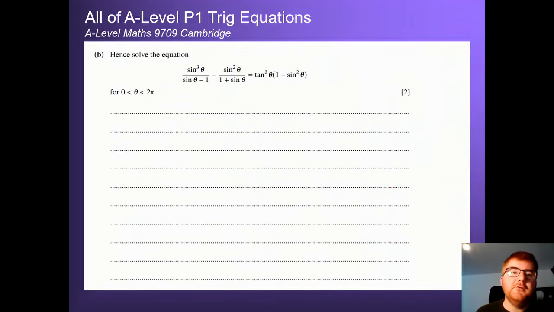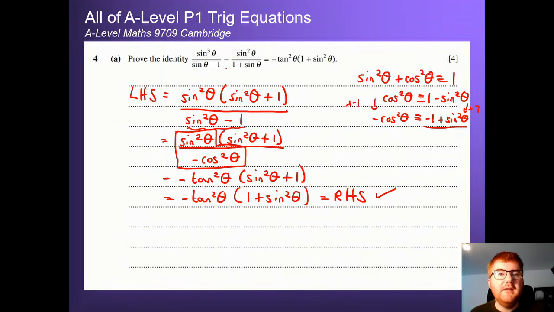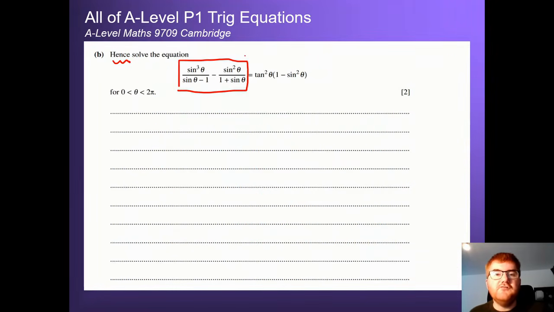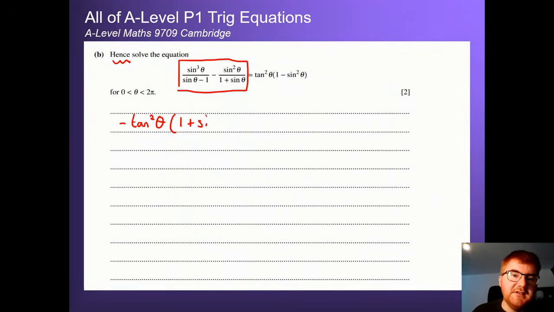Now, a very, very typical question here is this word hence. So using what we've just done, we need to solve this equation. Notice this entire left-hand side here is exactly what we've just been working with. We've shown that this is equal to this. So we can then just replace what's in the box here with what we've just worked out. So we have minus tan squared theta, and it was 1 plus sine squared theta.